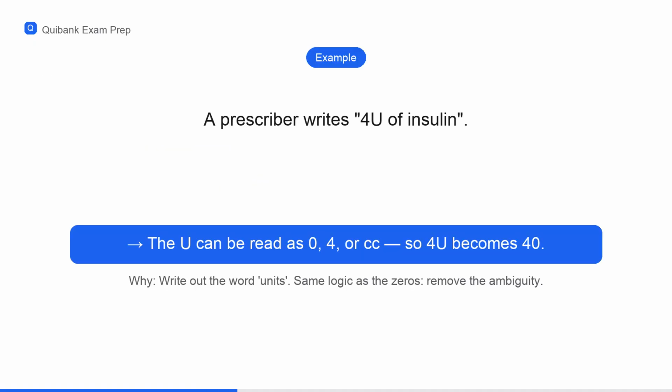Same logic kills certain abbreviations. Writing a capital U for units is banned because a U can be read as a 0, a 4, or cc. Someone writing 4U of insulin can be read as 40. Write out the word units.